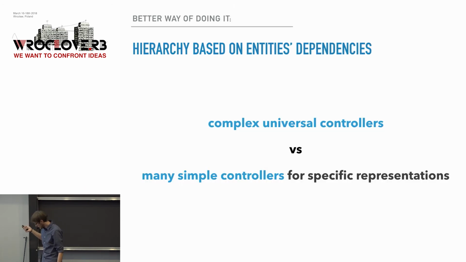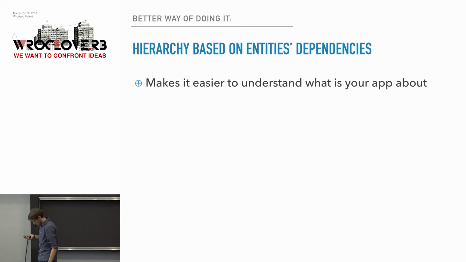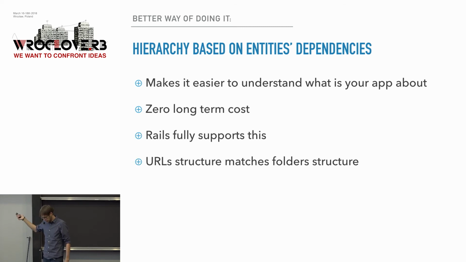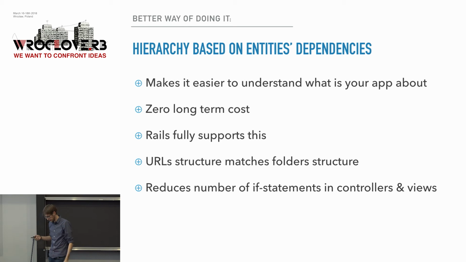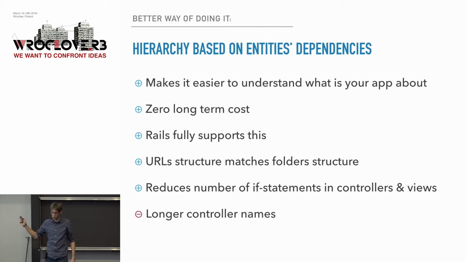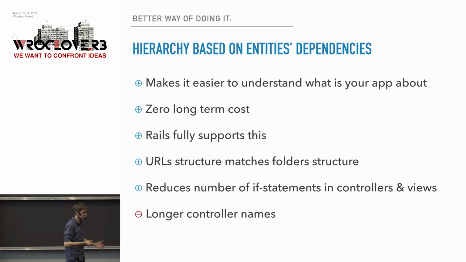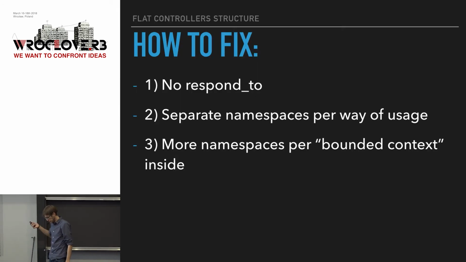So instead of complex and universal controllers, you get many simple controllers for specific representations and for specific bounded contexts. It makes it much easier to understand what your application is about. It has zero long-term cost. Rails supports this. It reflects the URL structure you have. That's a pretty important one. And it reduces the number of if statements, or conditional logic, in your controllers. You get longer controller names, but this is your business logic, this is your business domain. So if you have nested things, this probably makes sense. So: separate namespaces per way of usage, and introduce more namespaces per bounded context inside.